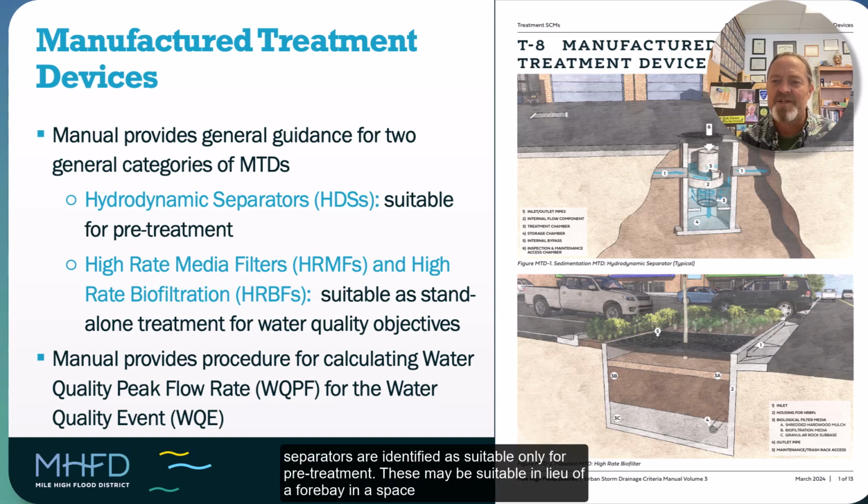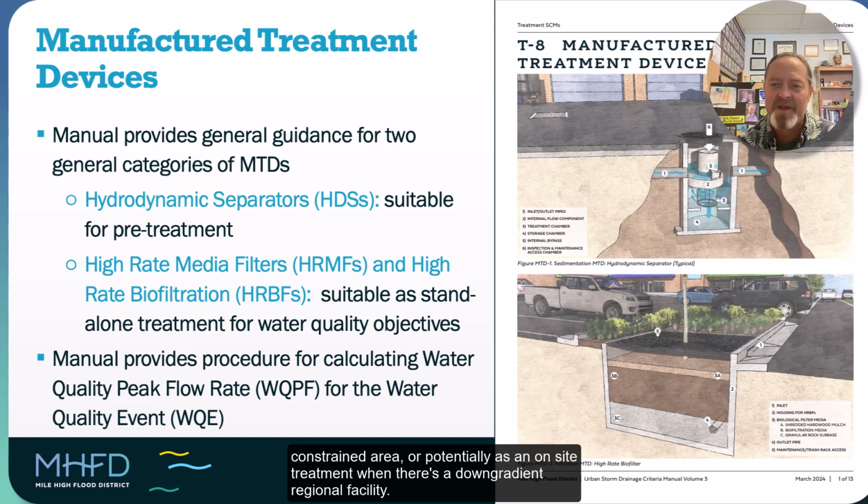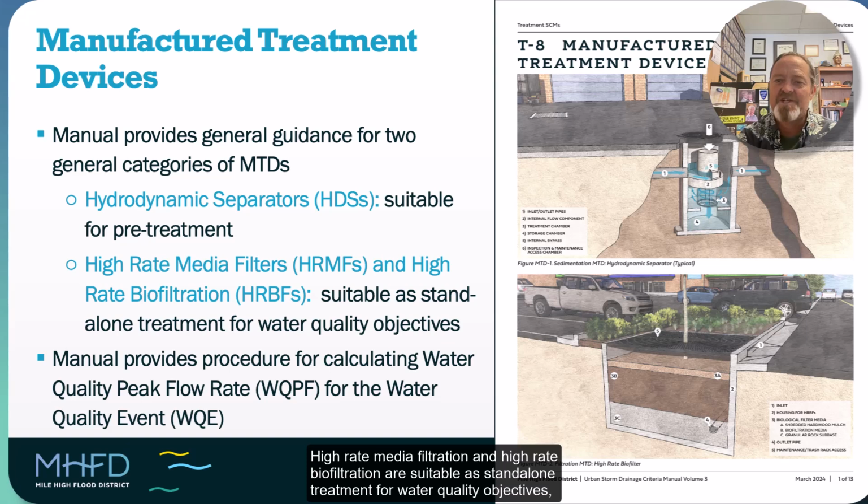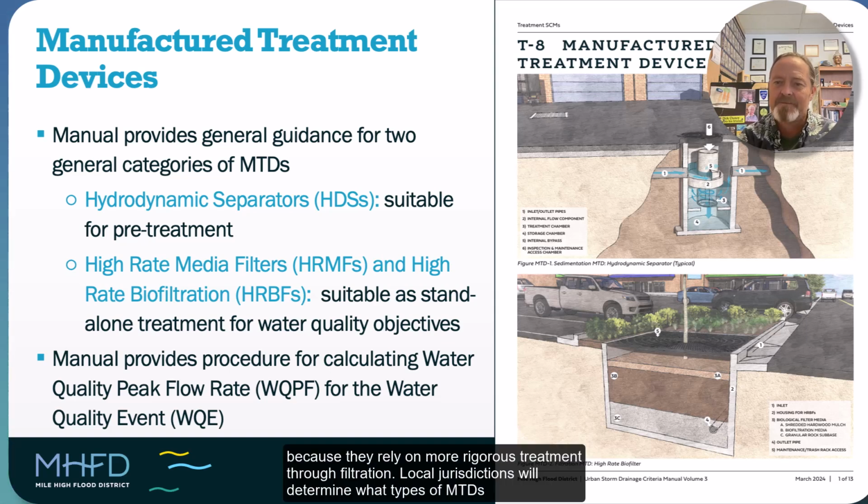Hydrodynamic separators are identified as suitable only for pretreatment. These may be suitable in lieu of a forebay in a space-constrained area, or potentially as on-site treatment when there's a down-gradient regional facility. High-rate media filtration and high-rate biofiltration are suitable as standalone treatment for water quality objectives because they rely on more rigorous treatment through filtration. Local jurisdictions will determine what types of MTDs are allowed within their boundaries.